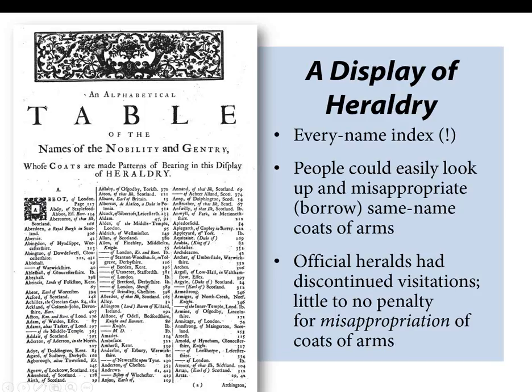And so this edition that came out in 1724 marks a watershed, after which point, because this was a much cheaper book to acquire than the older style of hand-drawn manuscripts, this represents a time after which people could simply look up a name in a book and find a coat of arms for that name, whether or not the person you're painting a coat of arms for had any genealogical relation to the original bearer of that arms.